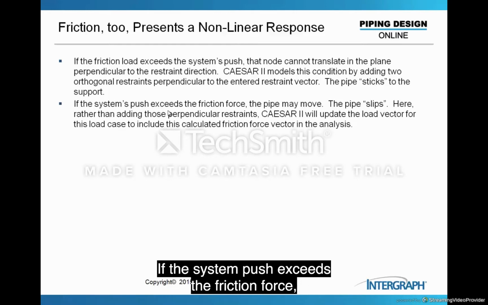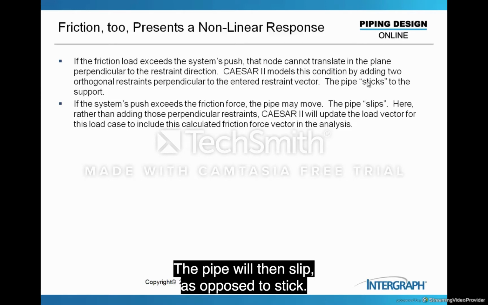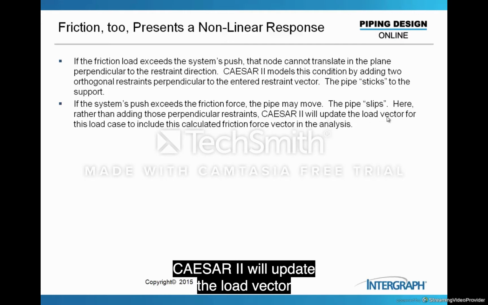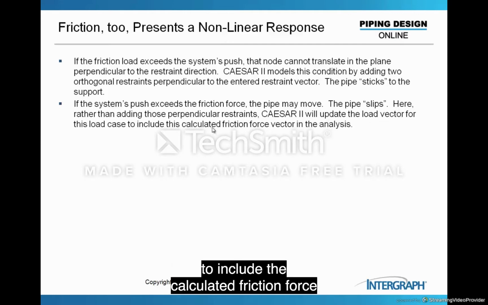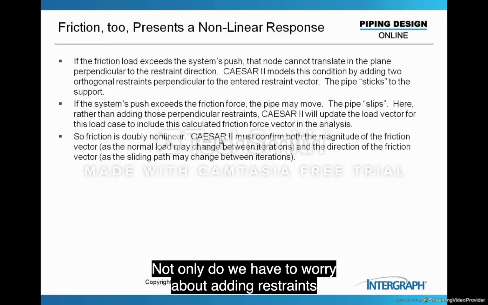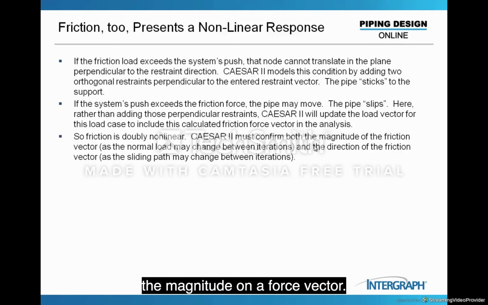If the system push exceeds the friction force, the pipe may move. The pipe will then slip as opposed to stick. Here, rather than adding the perpendicular restraints, Procedure 2 will update the load vector to include the calculated friction force vector in the analysis. So friction is doubly nonlinear. Not only do we have to worry about adding restraints or removing restraints, we have to also orient and set the magnitude on a force vector.